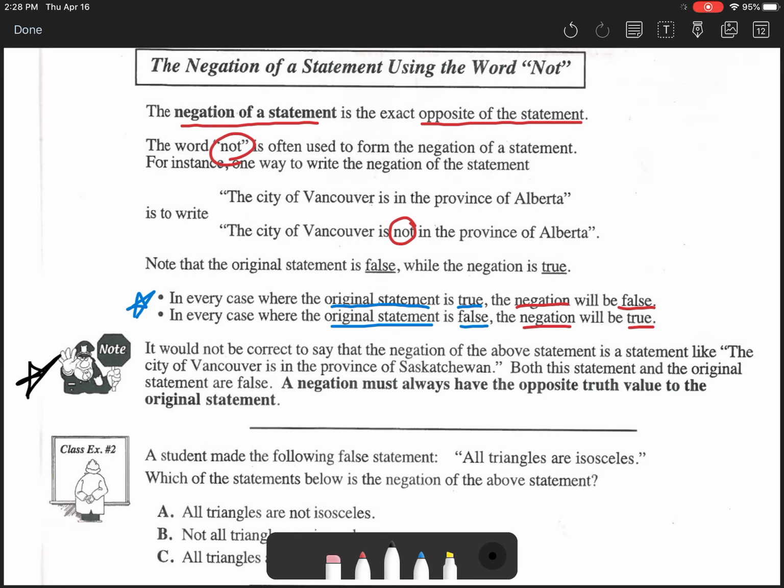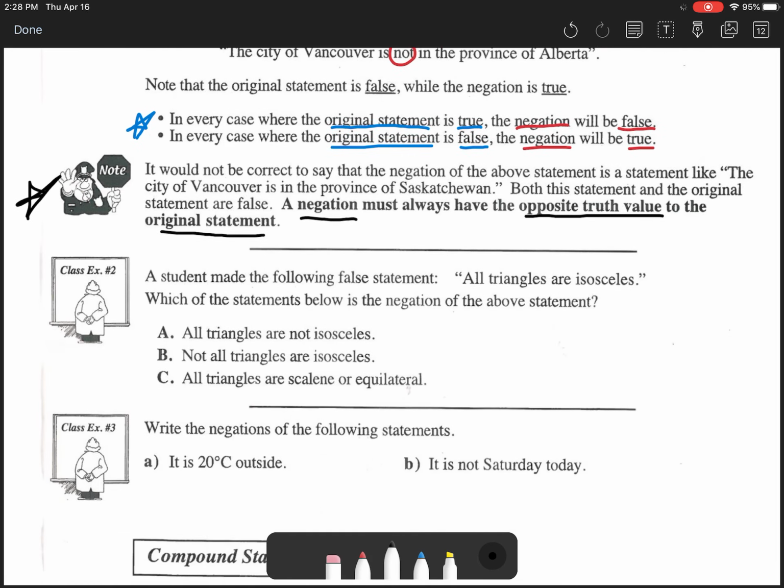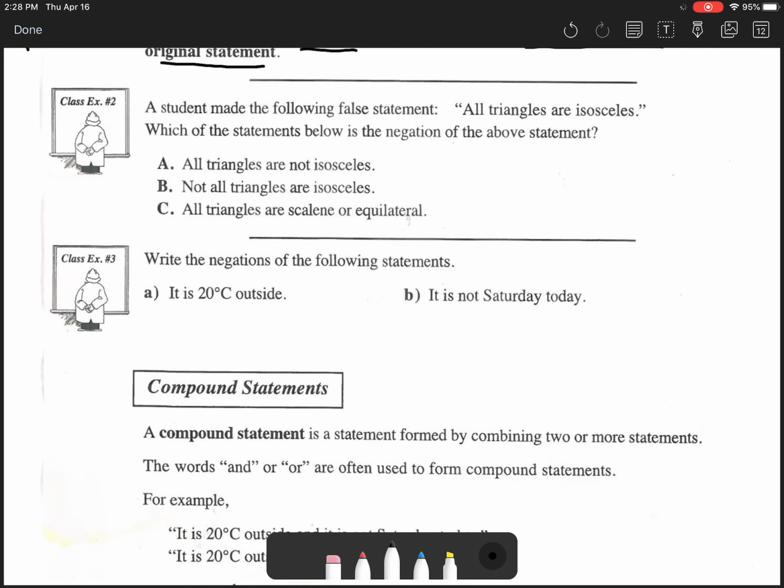Okay, fake stop sign guy here. It would not be correct to say that the negation of the above statement is a statement like the city of Vancouver is in the province of Saskatchewan. Both this statement and the original statement are false. A negation must always have the opposite truth value to the original statement. So they do have to be opposites.